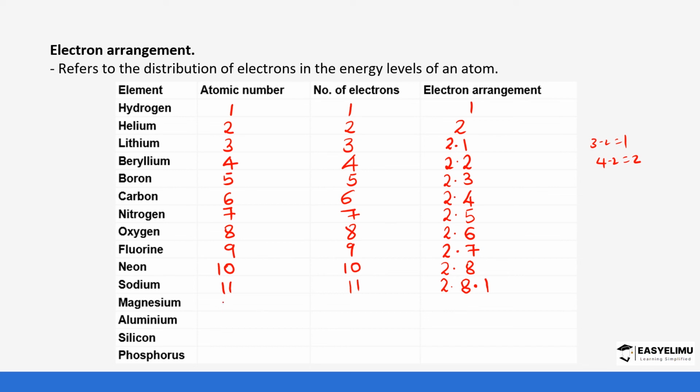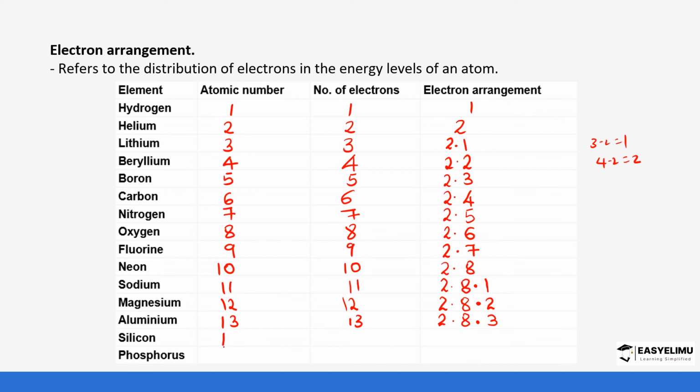Magnesium is atomic number 12. It has 12 electrons. The first 2 electrons are in the first shell. Then the next 8 electrons are in the next shell. So now we have a total of 10 electrons. The remaining 2 electrons go to the third shell. Aluminium, which is atomic number 13, has 13 electrons. 2 electrons are in the first shell, then the next 8 electrons are in the next shell, and the last remaining 3 electrons go to the third shell.